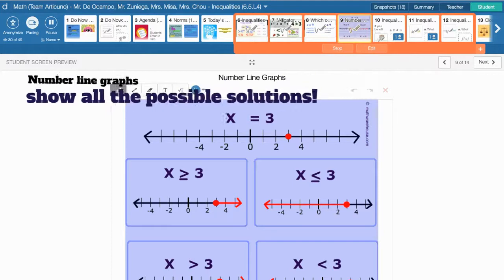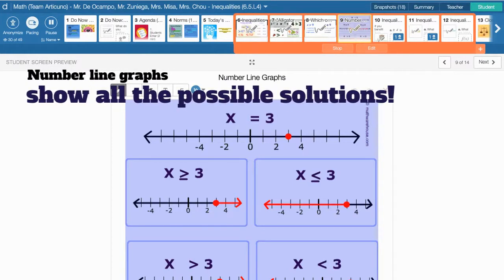The last thing we want to look at is these things right here called number line graphs. What we're going to do is specifically look at these two number line graphs. And we want you to think about what is the difference between this graph right here on top and this graph right here on the bottom. What are some differences that you see?